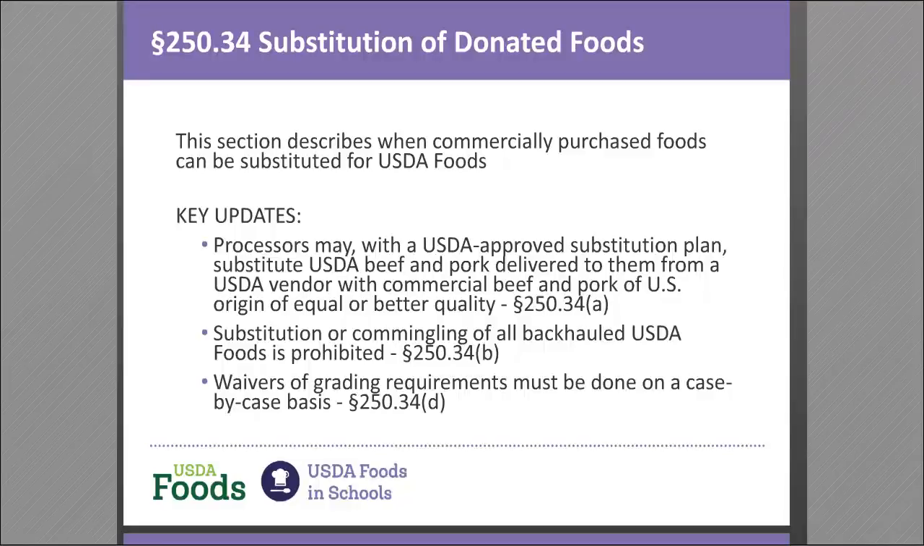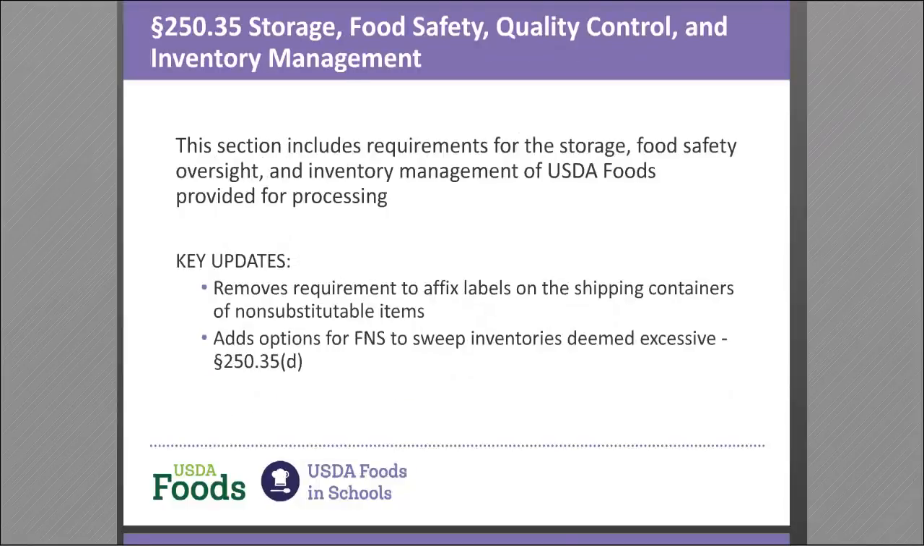However, we indicate that such waivers are only to be approved on a case-by-case basis, for example, for a specific production run. In other words, the distributing agency may not approve a blanket waiver of the requirement. We also include the previous stipulation that a waiver may only be approved if the processor's past performance indicates that the quality of the end product would not be adversely affected.